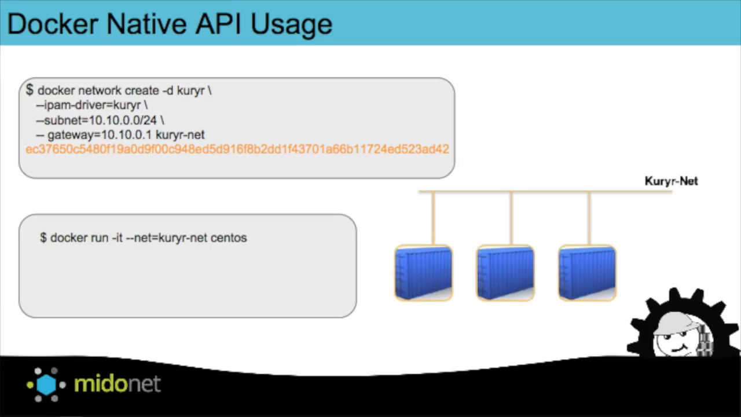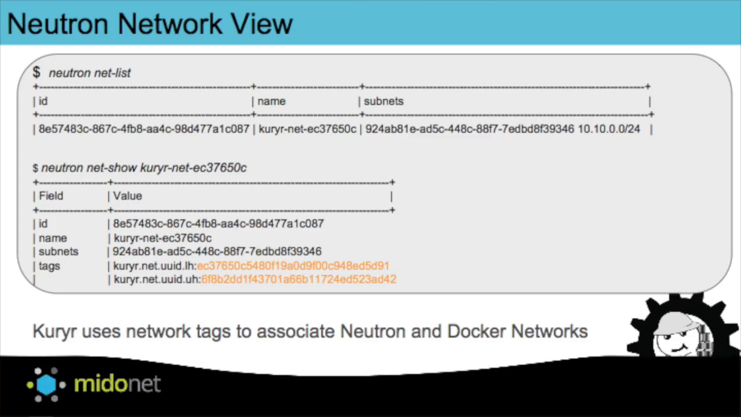So as you see, it's fairly simple. You just say Docker network create, a driver is Kuryr, IPAM driver is also Kuryr, and that will basically create a container on this network. And at the same time, when you then look at Neutron, we're using some crafted IDs to identify the network again. And we also store these IDs in the Neutron tags. So in the Neutron tags, this has several reasons.